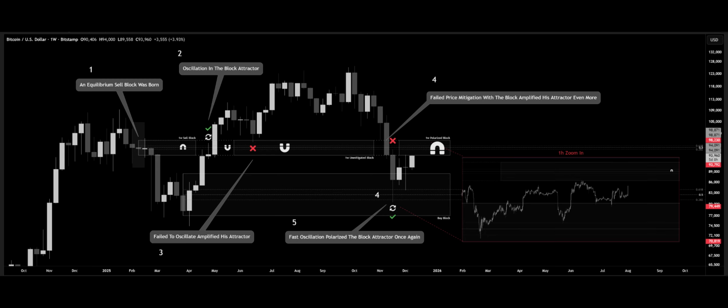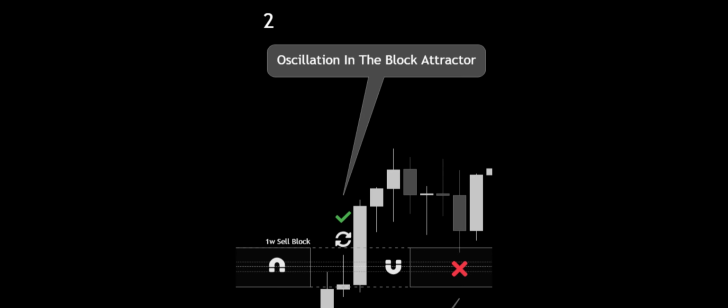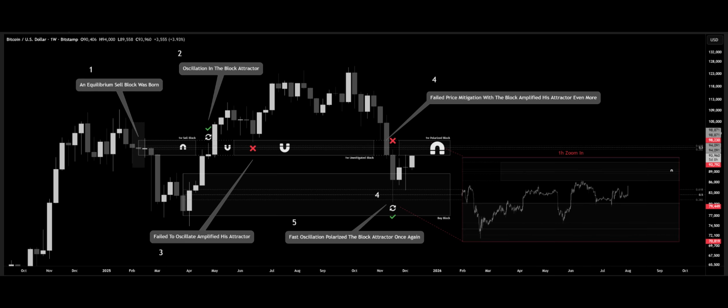In Bubble 2, Oscillation Failure to Create Polarity. The wick-driven oscillation increased liquidity, but instead of producing polarity, it generated continuation. Since price continued upward without confirming the block's COG, the COG amplified its magnetic pull even further. If no oscillation occurs inside the COG of a price range, polarity cannot form.